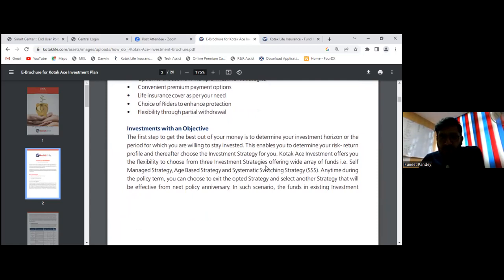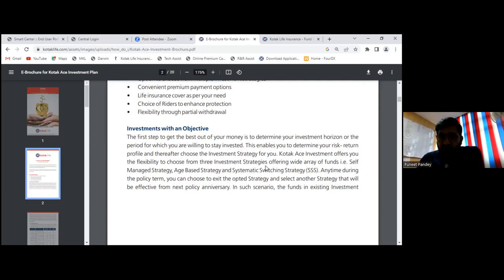The first step to get the best out of your money is to determine your investment horizon, or the period for which you are willing to stay invested. This enables you to determine your risk-return portfolio and thereafter choose the investment strategy for you. Kotak ACE Investment offers you the flexibility to choose from 3 investment strategies offering a wide array of funds: self-managed strategy, age-based strategy, and systematic switching strategy, SSS.